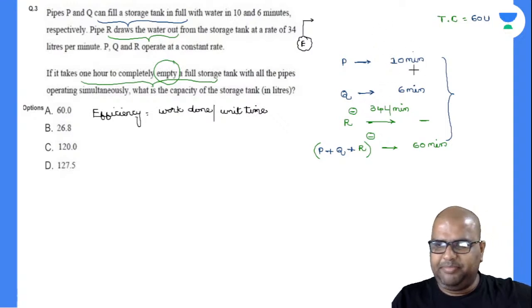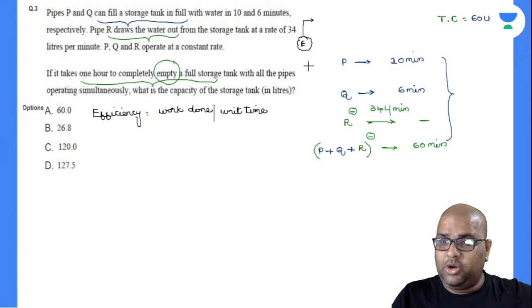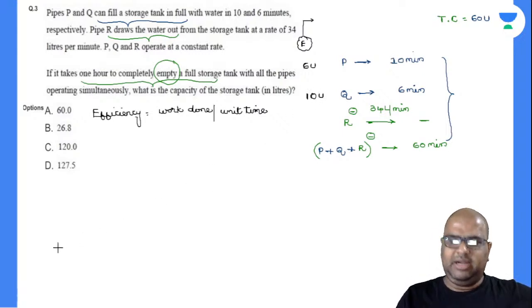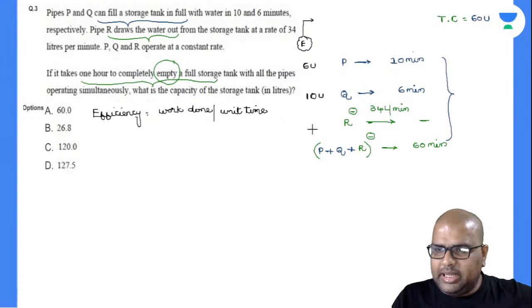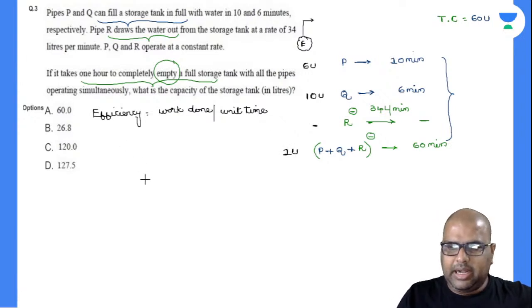So efficiency of P. 60 units of tank can be filled in 10 minutes. In 1 minute, how much can it fill? 6 units. Similarly, 60 units of tank can be filled in 6 minutes. So in 1 minute it can fill 10 units. Do you know the data here? No, I don't know the data here, but you know here. So in 1 minute it can fill 1 unit.